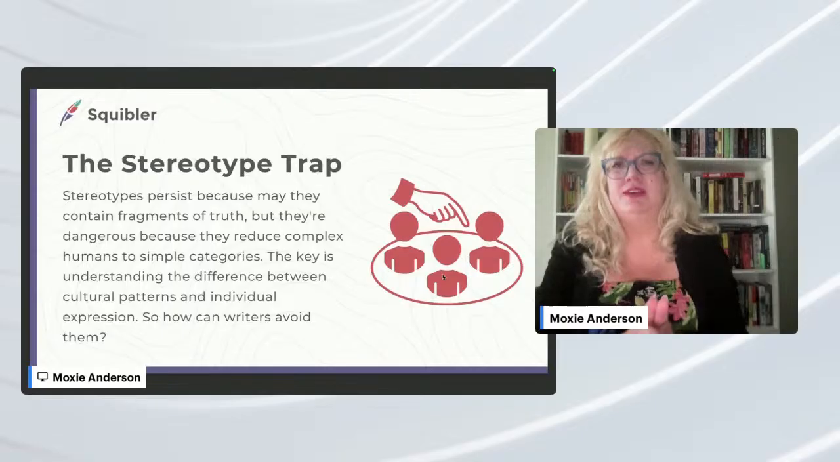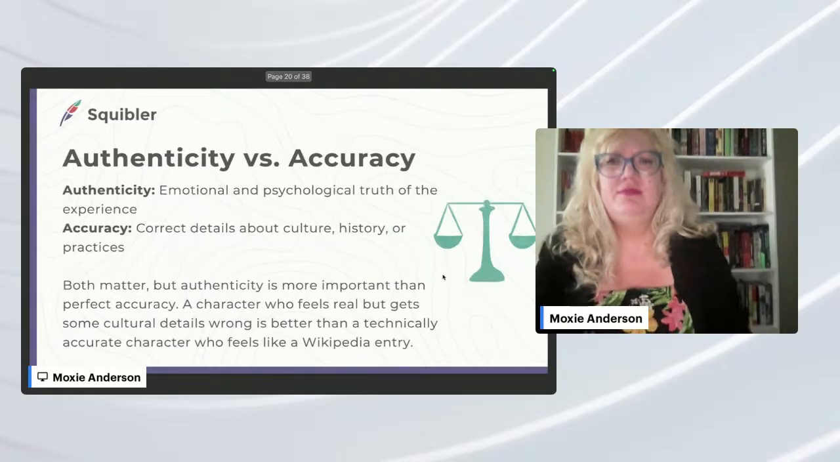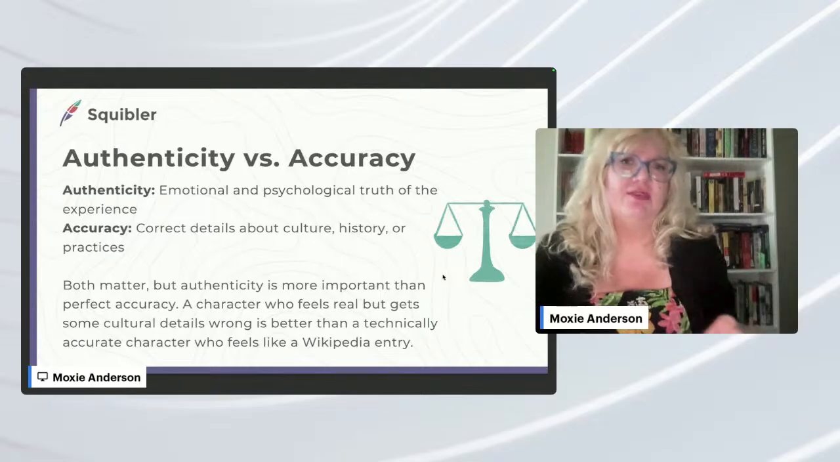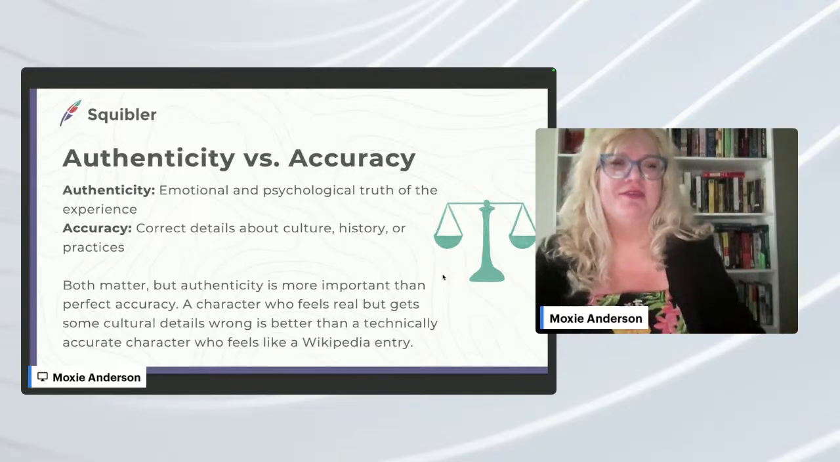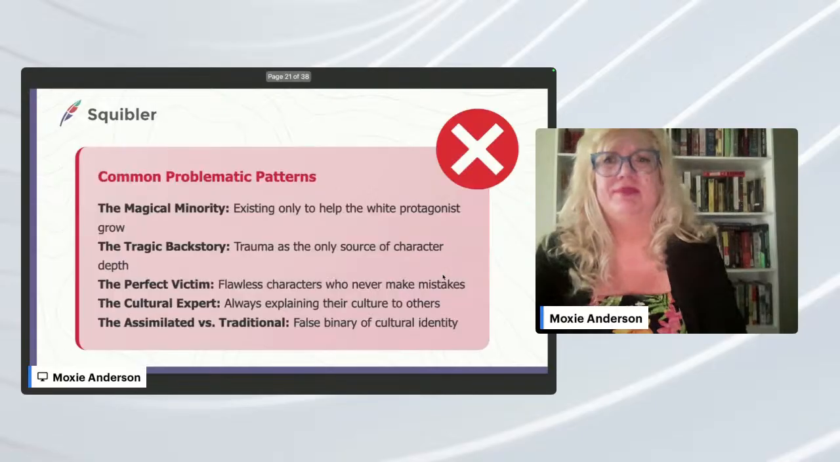So how can we avoid something like the stereotype trap? You want to aim for authenticity versus accuracy. Authenticity means that your reader will experience emotional and psychological truth of the experience of your characters. Accuracy is where you're coming up with correct details about culture or history or practices. Both of these matter, but authenticity is more important than perfect accuracy. A character who feels real but gets some cultural details wrong is better than a technically accurate character that feels like a Wikipedia entry where everything is just kind of ticked off to match their cultural experience.